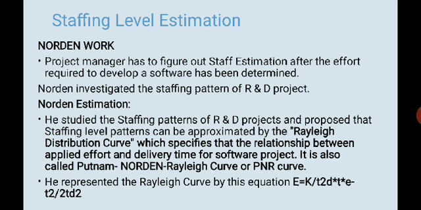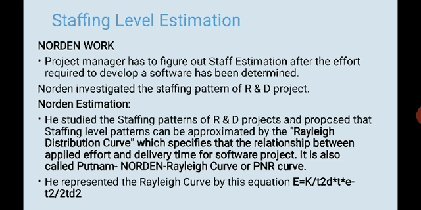So he actually investigated R&D projects, right? He studied the staffing pattern of R&D projects and proposed that the staffing level patterns can be approximated by a Rayleigh distribution curve, right? So he said that the staffing pattern we observe in these R&D projects is very similar to the Rayleigh distribution curve, which specifies the relationship between applied effort and delivery time for a software project. So it is applied effort versus delivery time of the project, and it is also called the Putnam-Norden-Rayleigh curve or PNR curve. He represented a Rayleigh curve by this equation, right?